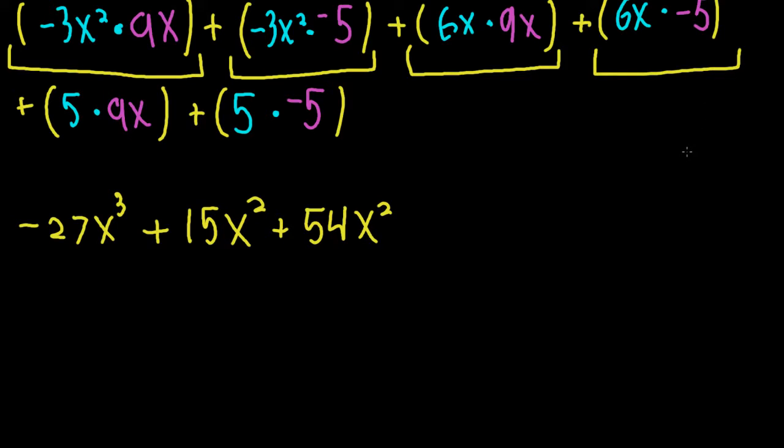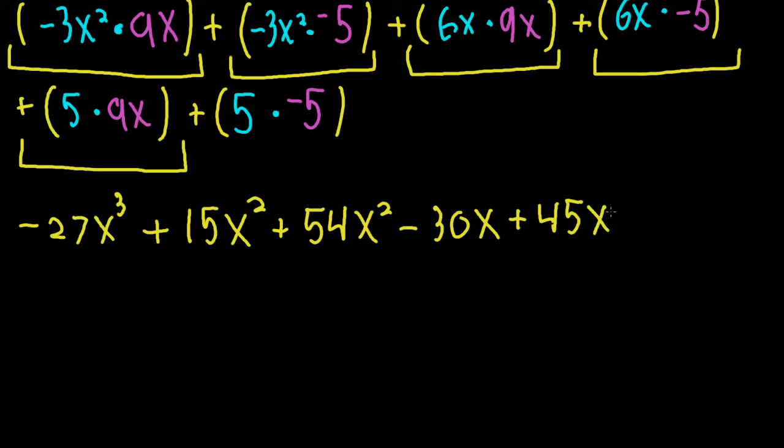Next, we have 6x times negative 5. Well, I have that 6 times negative 5 is negative 30x. Next I have this term, which is 5 times 9x. So we are left with 5 times 9, which is 45. And then since we only have an x here, we're just going to carry over our x. So 45x. Finally, we simplify this term. 5 times negative 5 is simply negative 25.